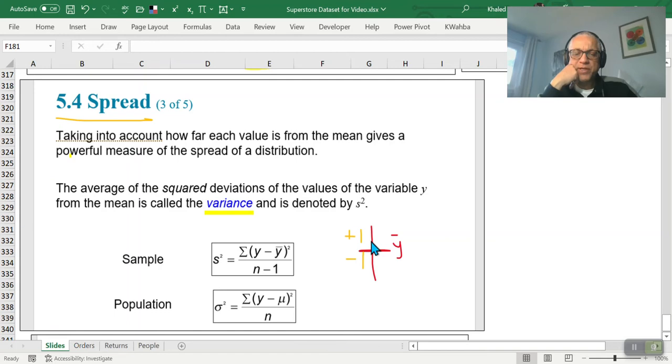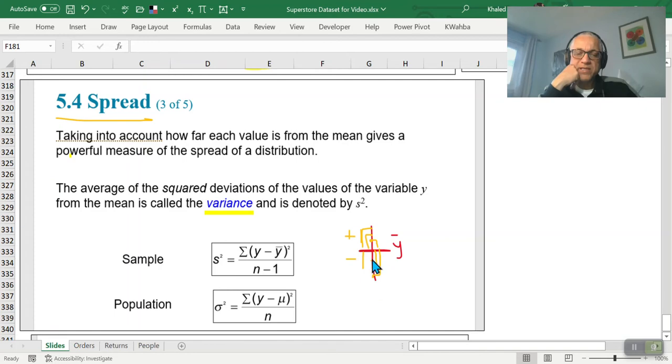Each point on this line represents a data point, and if you want to see the difference between this point and the average, and this point and the average, and also you might have another one here and here and here, so you can see the difference between this value and y bar, this value and y bar, and so on.